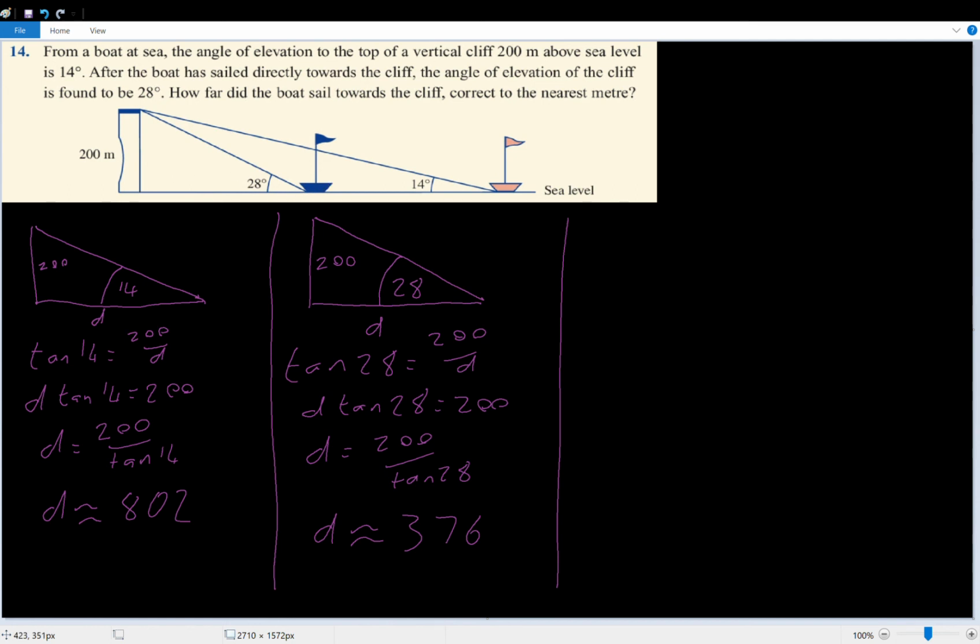In order to find the distance between the blue and the orange boat, we're going to take one distance from the other. So we're going to go 802 minus 376, and we're going to get 426. So in the time that it took the boat to travel from the orange spot there to the blue spot there, they traveled a distance of 426 meters. And that's that.